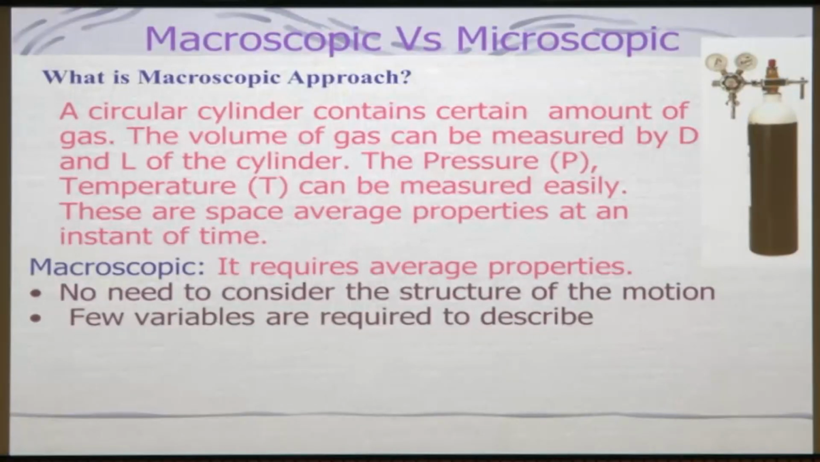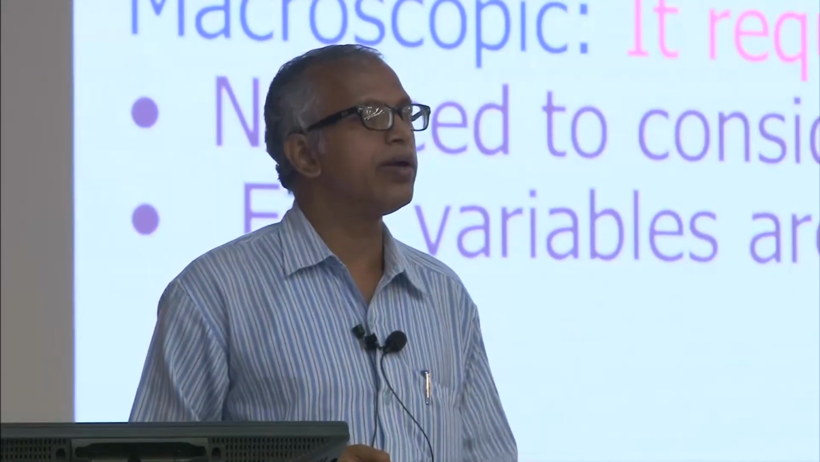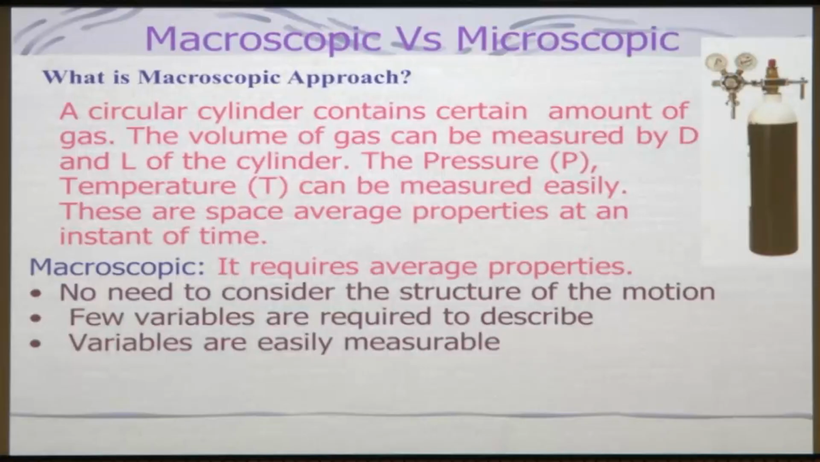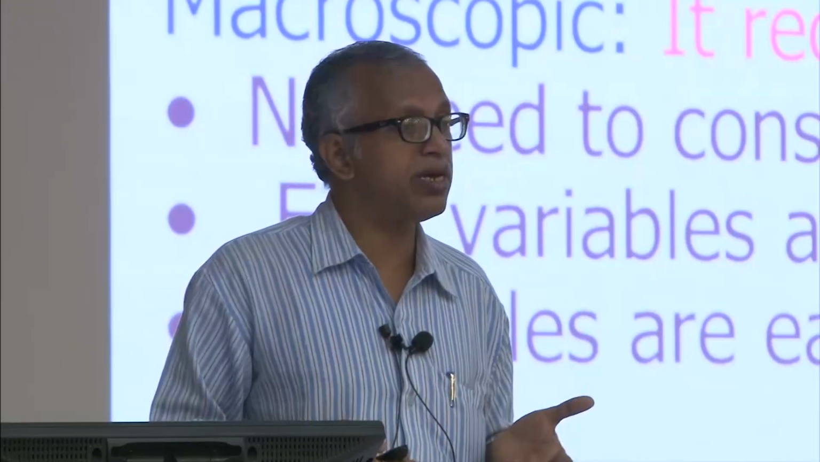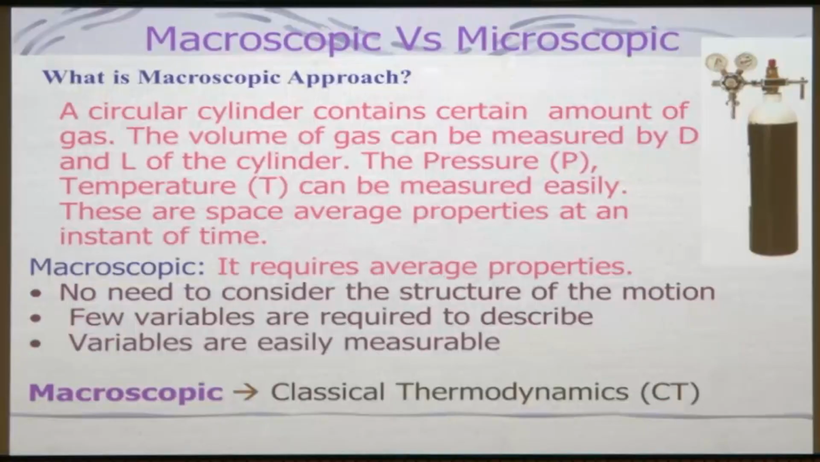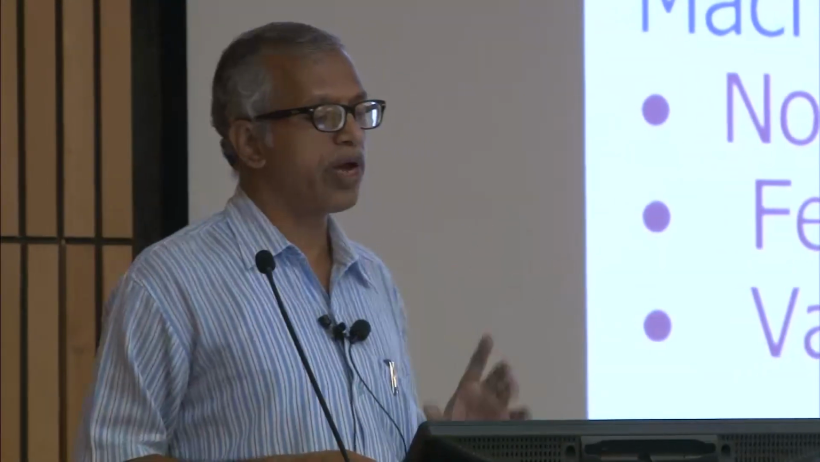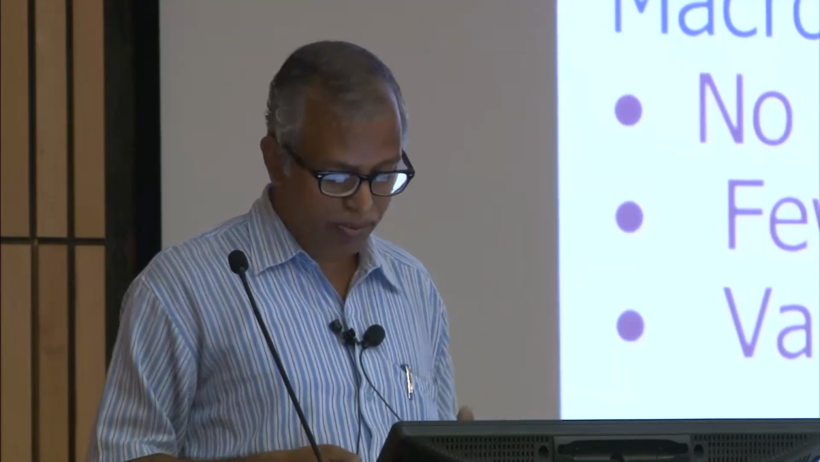So, now if you look at the system, few variables are required to describe it. You can use very few properties, and the variables are easily measurable. You can measure pressure, temperature, volume, or other properties. Therefore, we will be dealing with this macroscopic approach to analyze thermodynamic problems, and this thermodynamics is known as classical thermodynamics. So, in this course we will be dealing with classical thermodynamics, where the macroscopic approach will be utilized to analyze the problem.